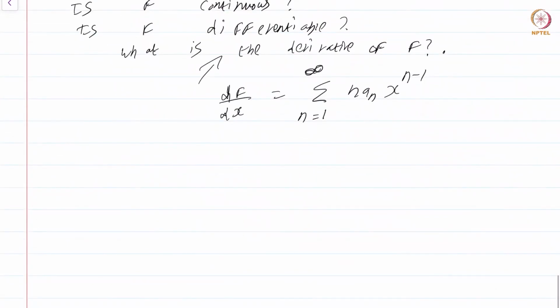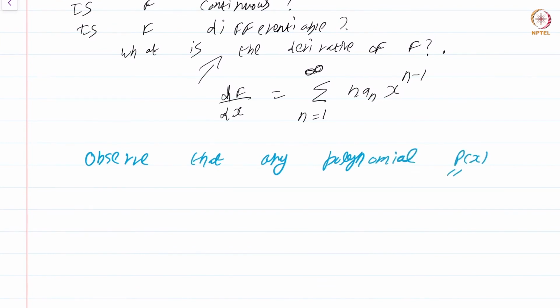Why is it natural? Because observe that any polynomial p of x, which is given by summation k equals 0 to n ak x power k, is a power series. Right? It's in fact a very nice power series. It's not an infinite power series. It's just a power series that terminates after a point.